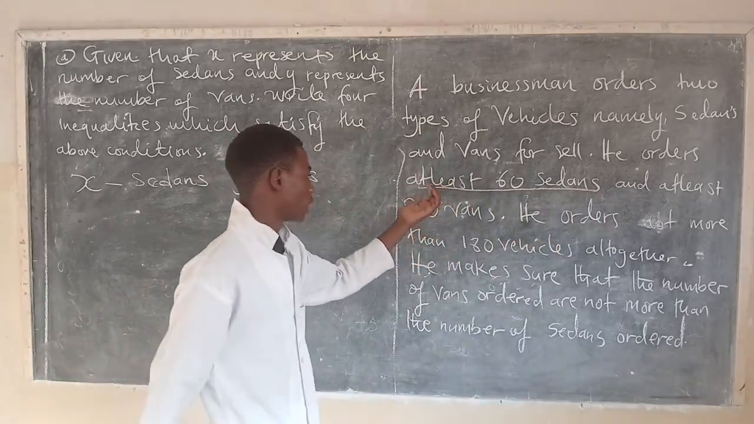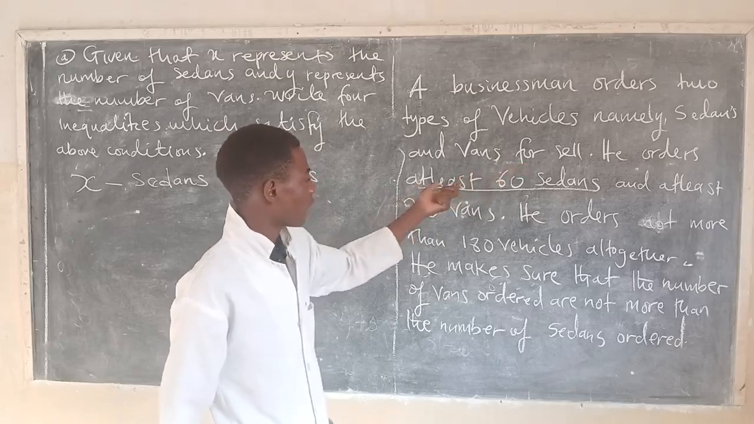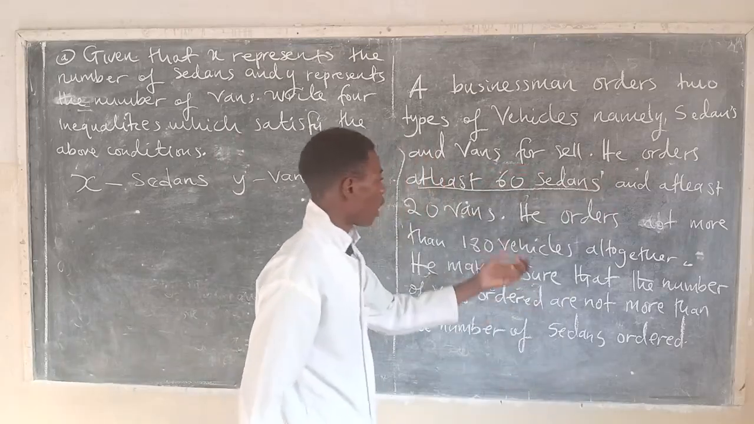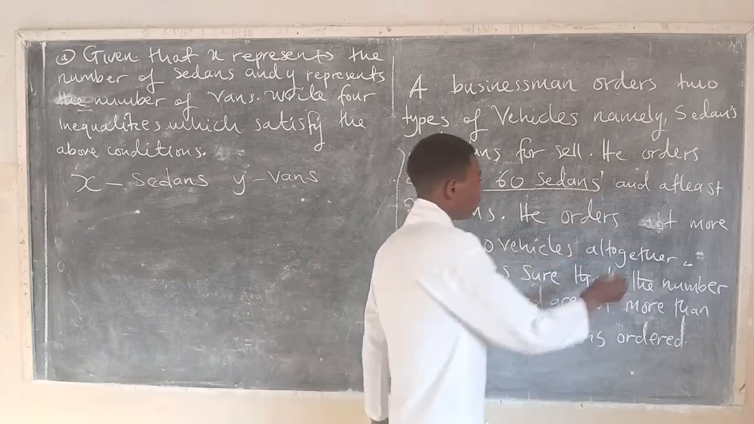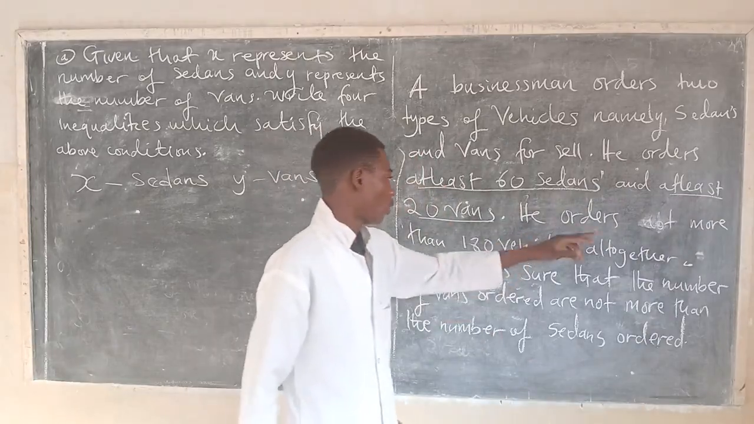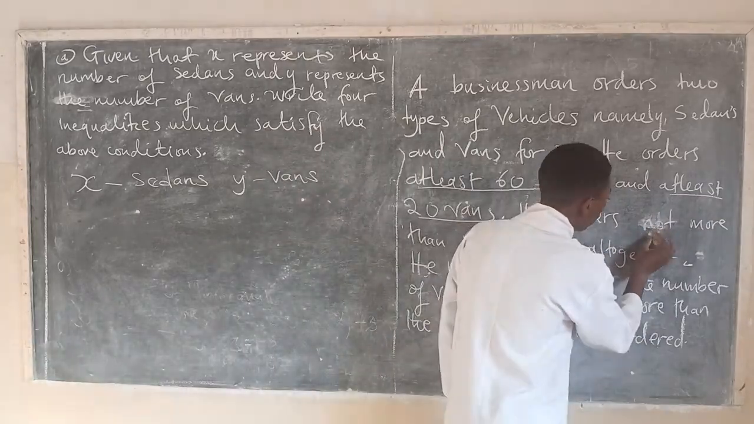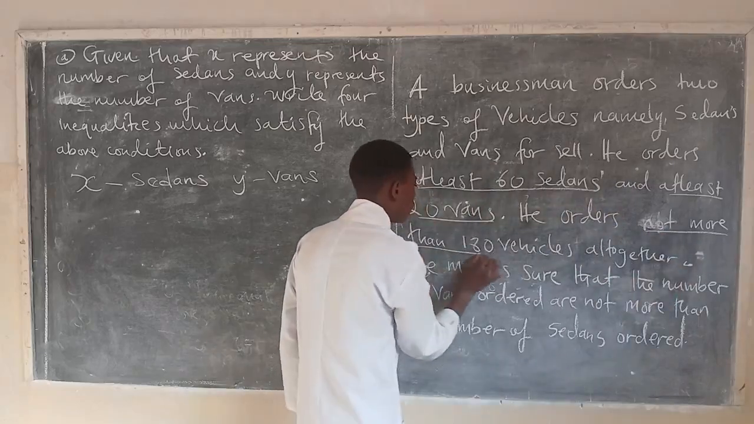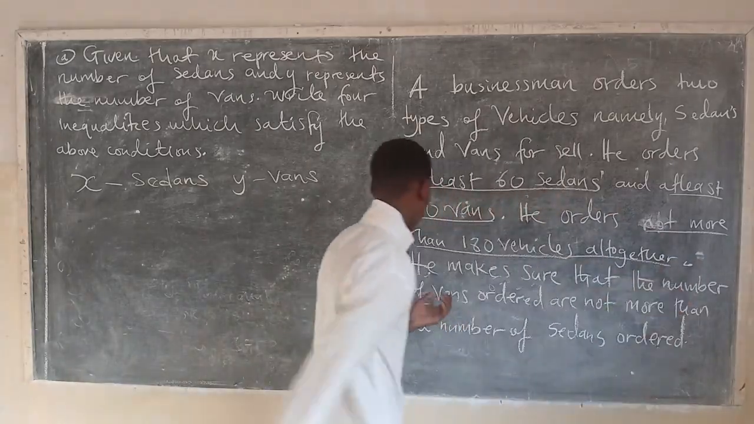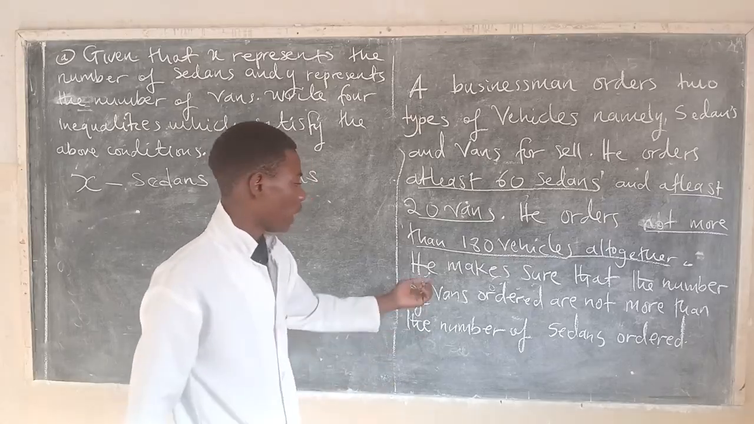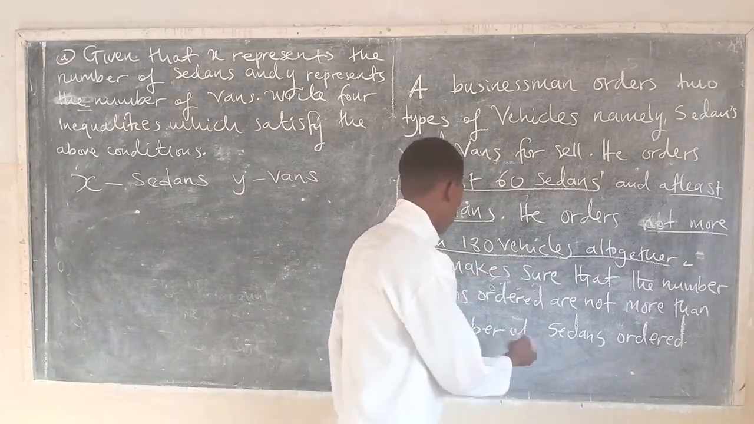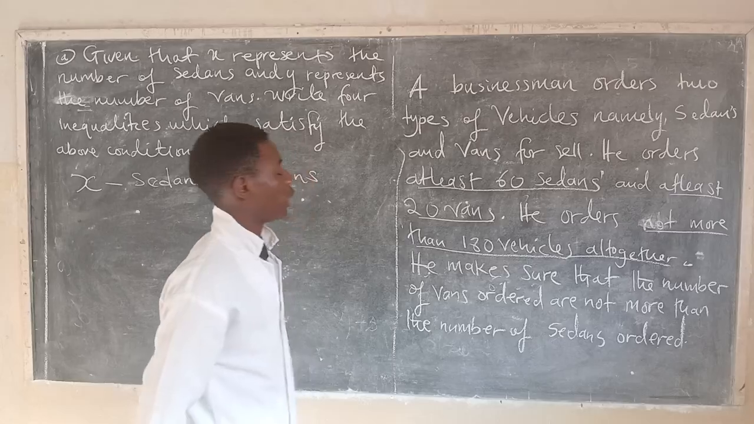So we are told that he orders at least 60 sedans as our first one. Then we also have at least 20 vans. He orders not more than 180 vehicles altogether. Then last but not least, we are told that he makes sure that the number of vans ordered are not more than the number of sedans ordered.